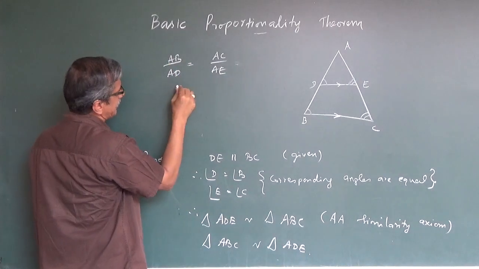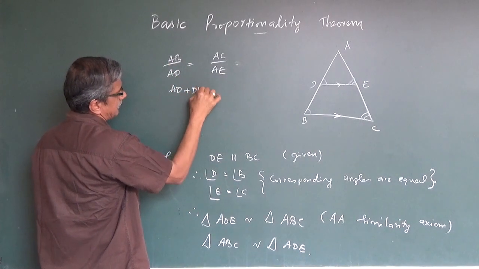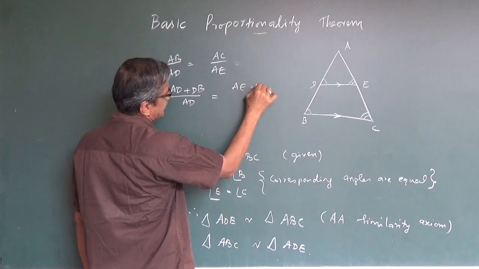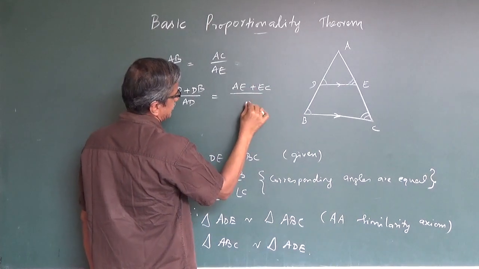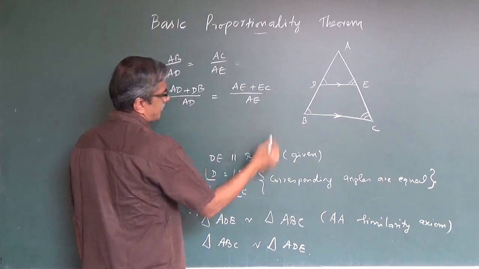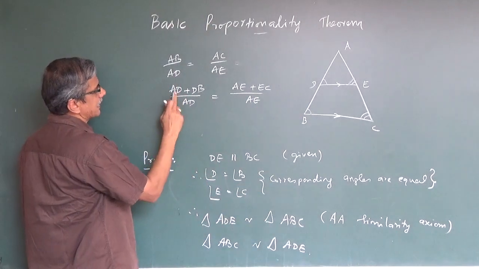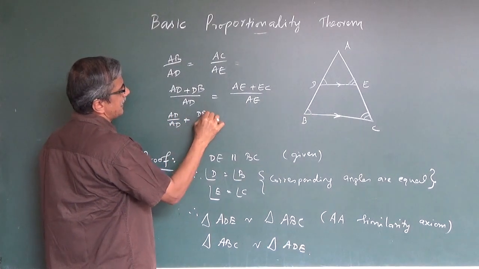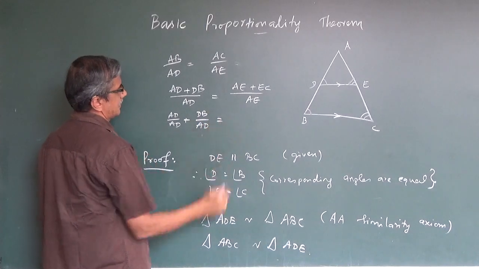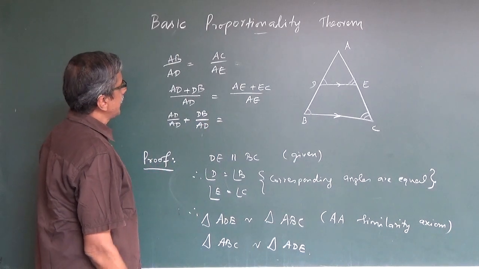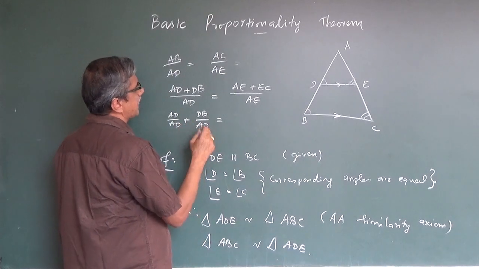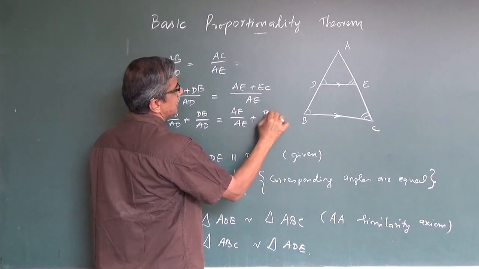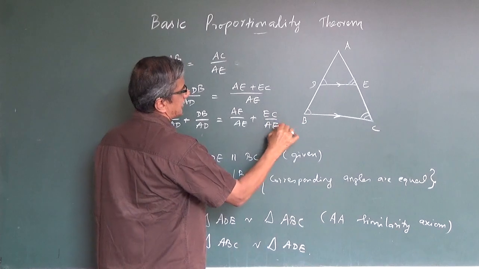Now AB can be written as AD plus DB, and AC can be written as AE plus EC. Now I can separate it. This will become AD by AD plus DB by AD, and AE by AE plus EC by AE. I can write like this.